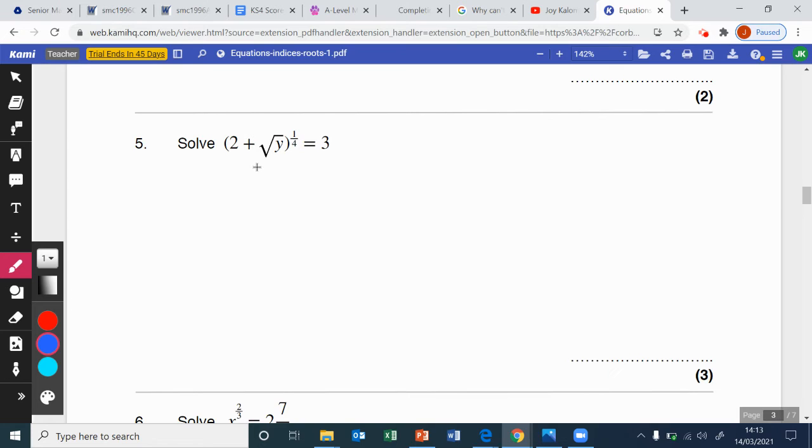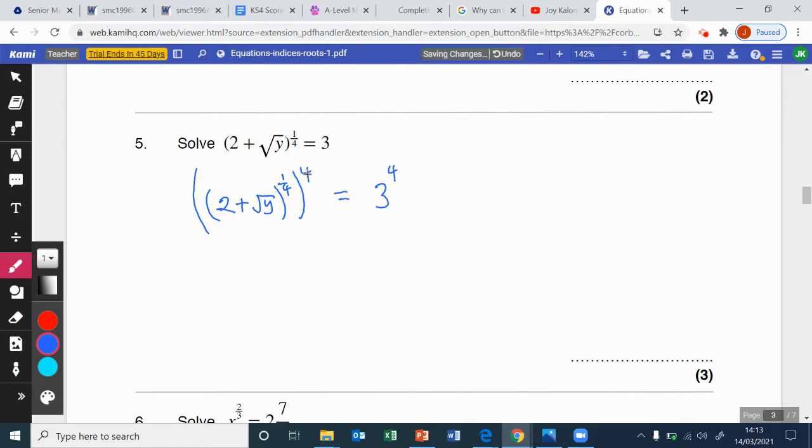We've got 2 plus the square root of y all to the power of a fourth is equal to 3. Well, we're going to undo this power of a fourth, and we can think about it by raising both sides to the power of 4. Why do we do that? Well, we have 2 plus the square root of y to the power of a quarter. If you raise that to the power of 4, that's of course going to equal 3 to the power of 4. We've done the same thing to both sides.